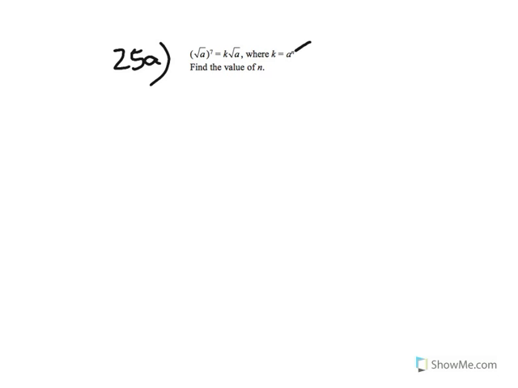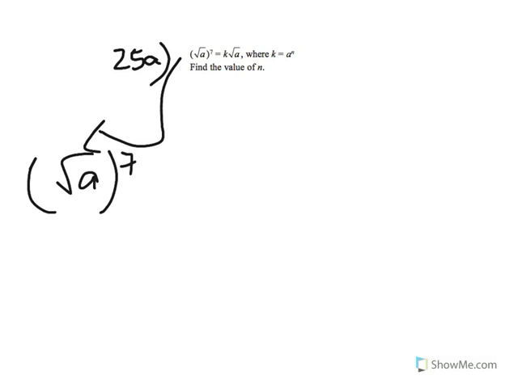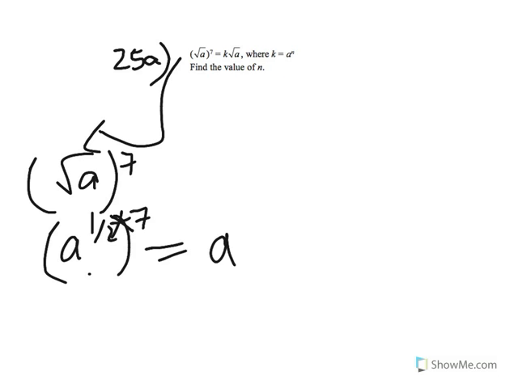So find the value of n. First of all, we'll take the left-hand side: root a to the power of 7. Root a is nothing but a to the power of half, to the power of 7. Knowing your exponent rules, when you have a to the power of x, to the power of something, these two get multiplied. So this becomes a to the power of half times 7, which is a to the power of 3.5.